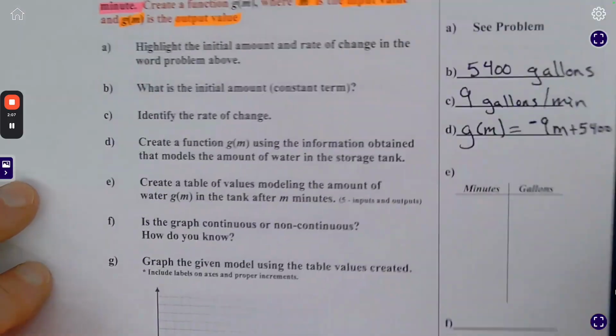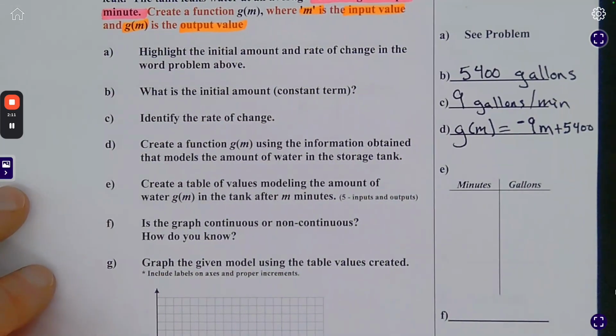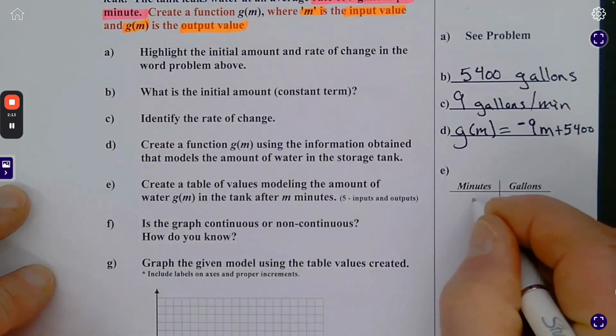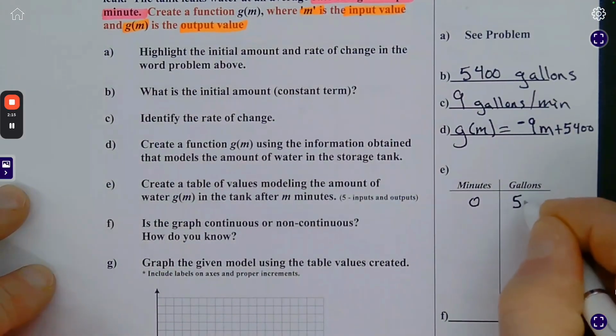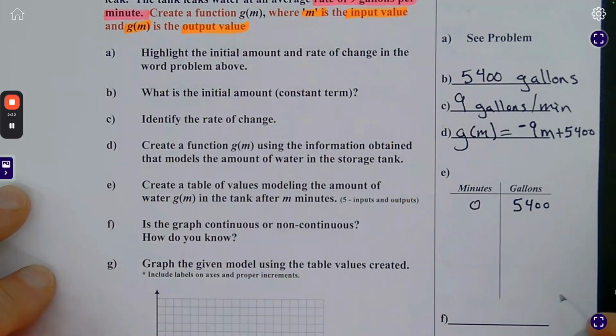Okay, let's do it. We got to find some important things. So important thing number 1 is the number of gallons at 0 minutes. Well, that's easy. The tank hasn't leaked. There's 5,400 gallons in it. This is the tougher part, and that is how much time did it take for there to be 0 gallons, right? That's important because that's when we know it's done. Because if there's no more water left in the tank, it can't leak no more.